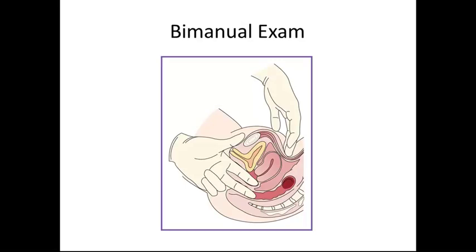As you can see here, this is how a bimanual pelvic exam is done. Two fingers are inserted into the vaginal canal, as shown here, and oftentimes one is in the rectum and the other is in the vagina.